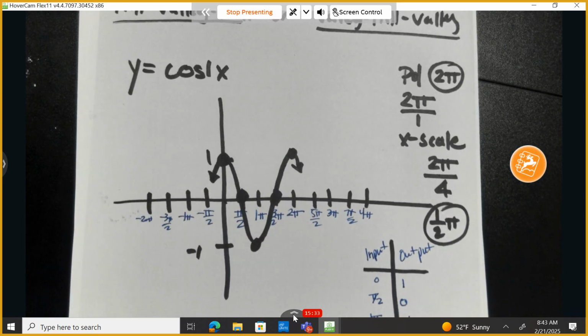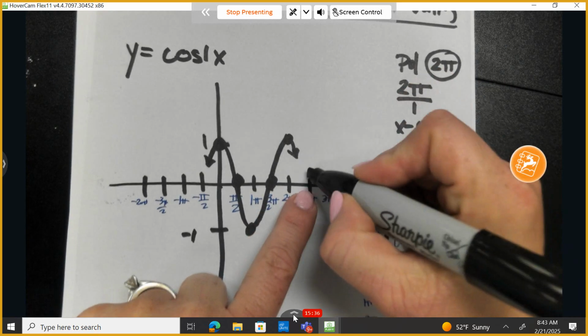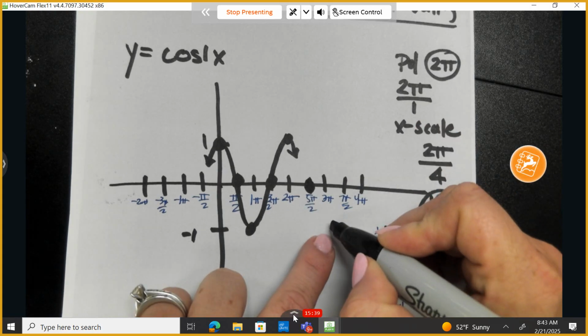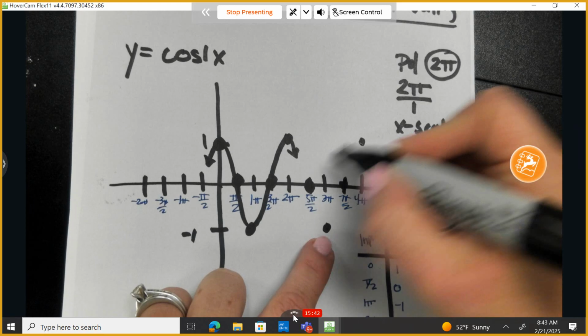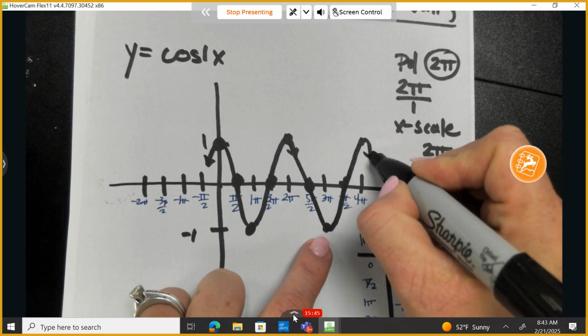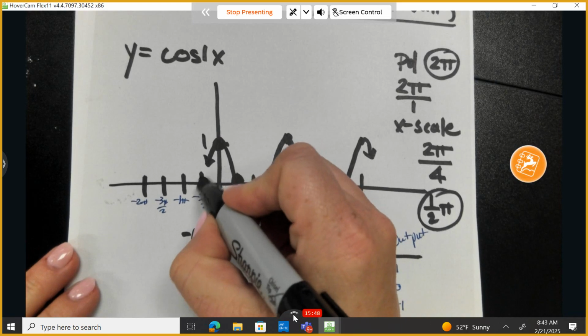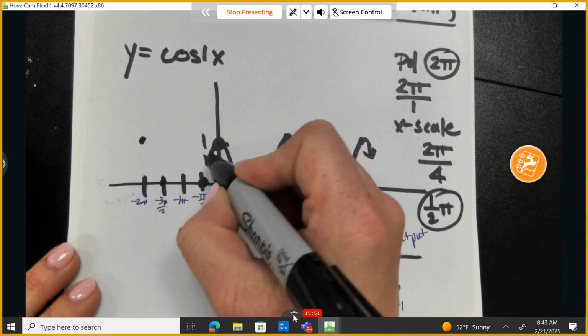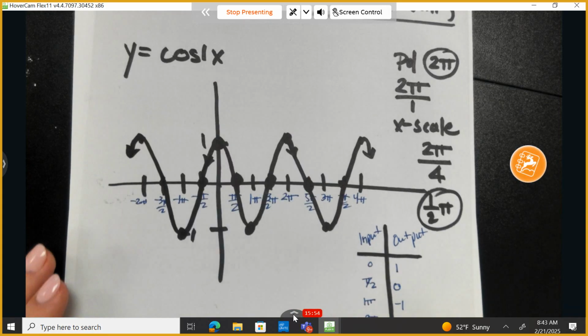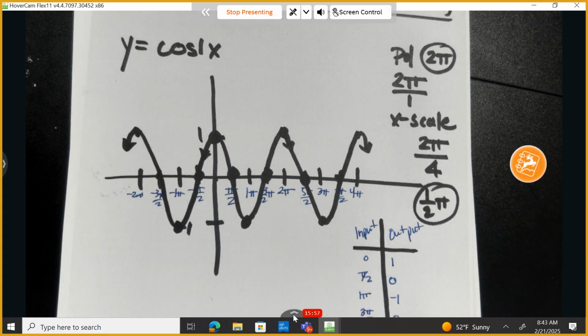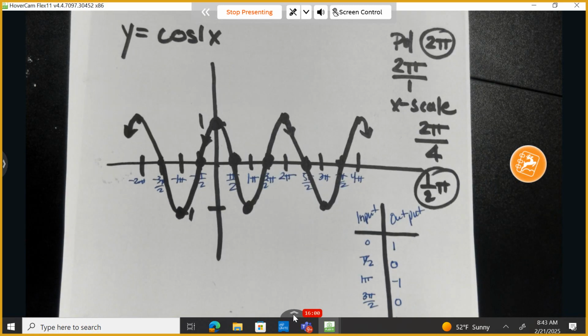Okay, now we are going to be lazy and we are going to copy. So we're just going to follow the pattern. So then it goes back to being 0, negative 1, 0, 1. And to the left side, 0, negative 1, 0, 1. Lucas, if I asked you to evaluate this function without a calculator, looking at the graph at pi over 2, you would say the output is 0. Maite, if I asked you to evaluate this function at negative 1 pi, what would you say? A little bit louder. Negative 1.